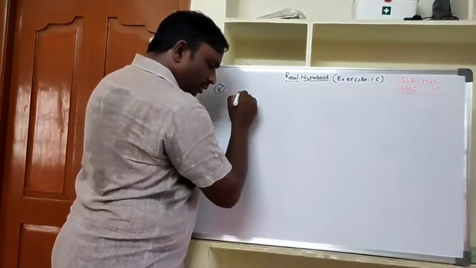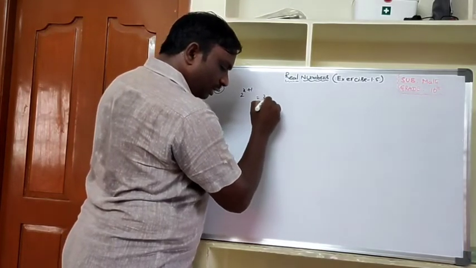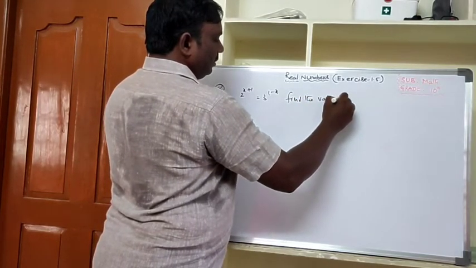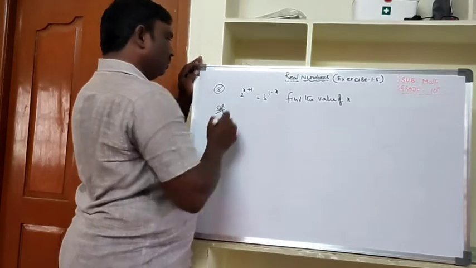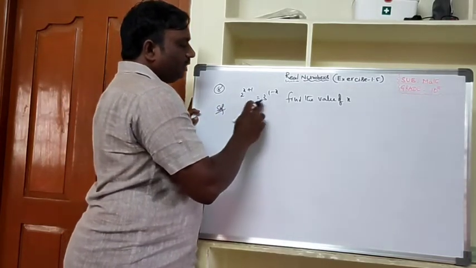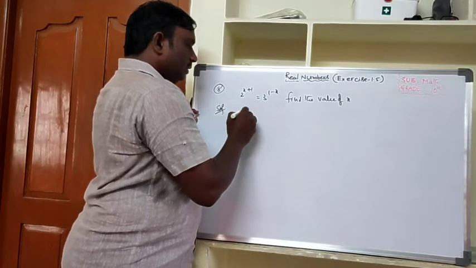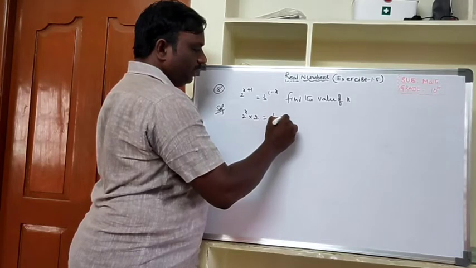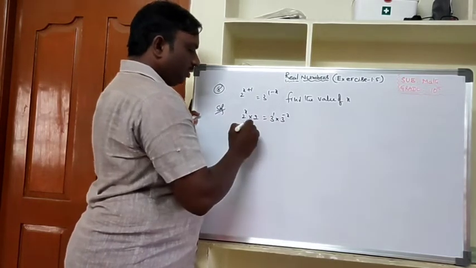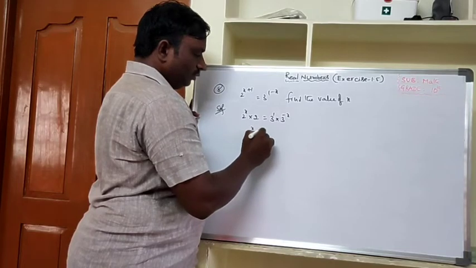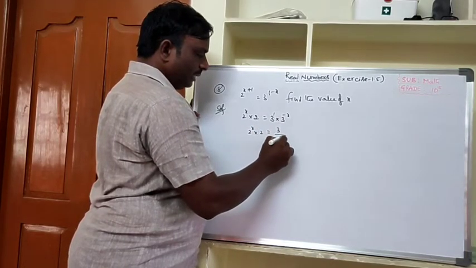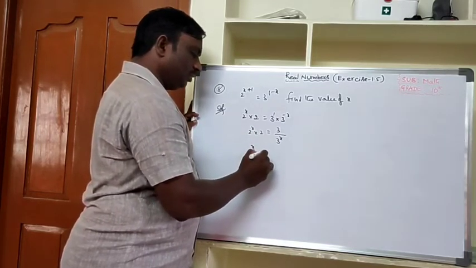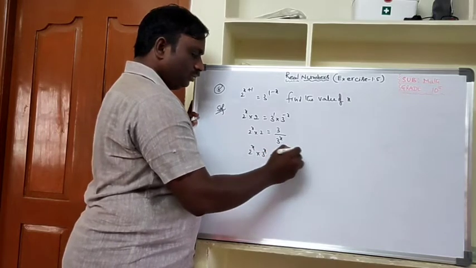So the 8th question. If 2 power x plus 1 equal to 3 power 1 minus x, then find the value of x. So see here, 2 power x plus 1 equal to 3 power 1 minus x. Then 2 power x into 2 we can write, 3 power 1 into 3 power minus x. So that means 2 power x into 2 equal to 3 by 3 power x. So 2 you can take this side, power x you can take this side, 2 power x into 3 power x, that is 3 by 2.